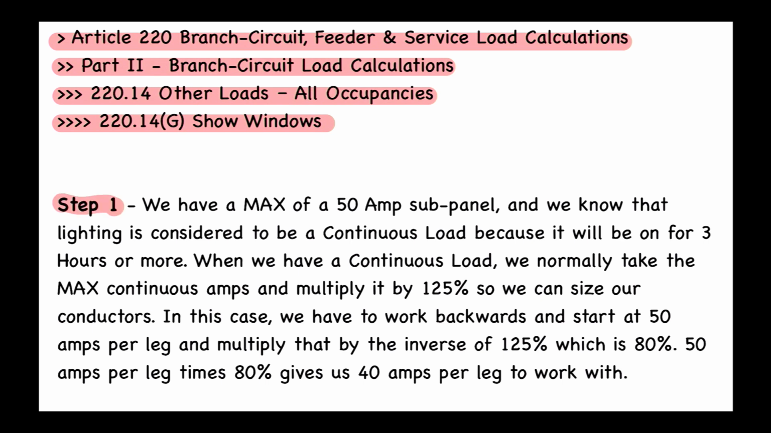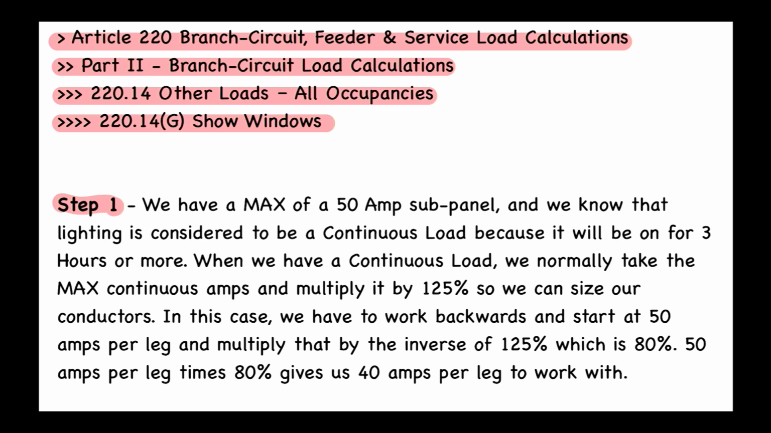So we're going to go to step number 1. We have a max of a 50 amp sub panel, and we know that lighting is considered to be a continuous load because it will be on for 3 hours or more. When we have a continuous load, we normally take the max continuous amps and multiply it by 125% so we can size our conductors. In this case, we have to work backwards and start at 50 amps per leg and multiply that by the inverse of 125%, which is 80%. 50 amps per leg times 80% gives us 40 amps per leg to work with.